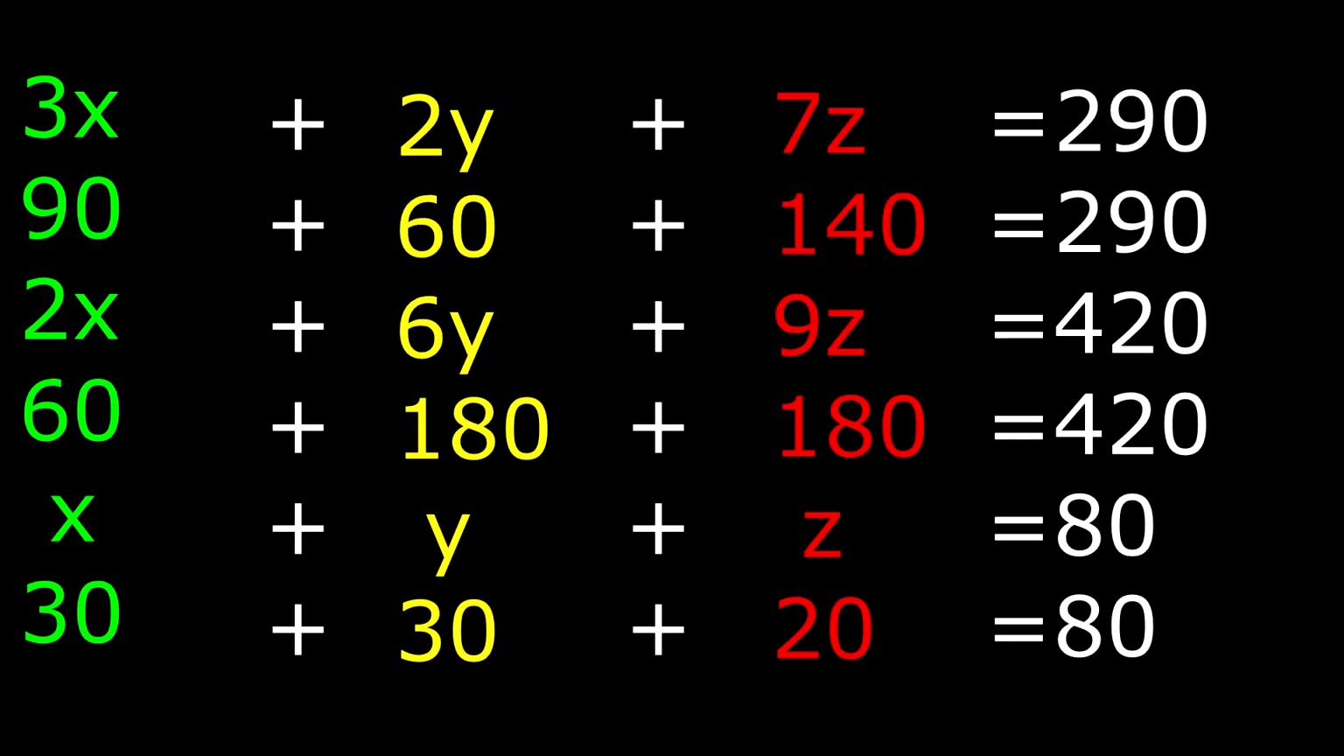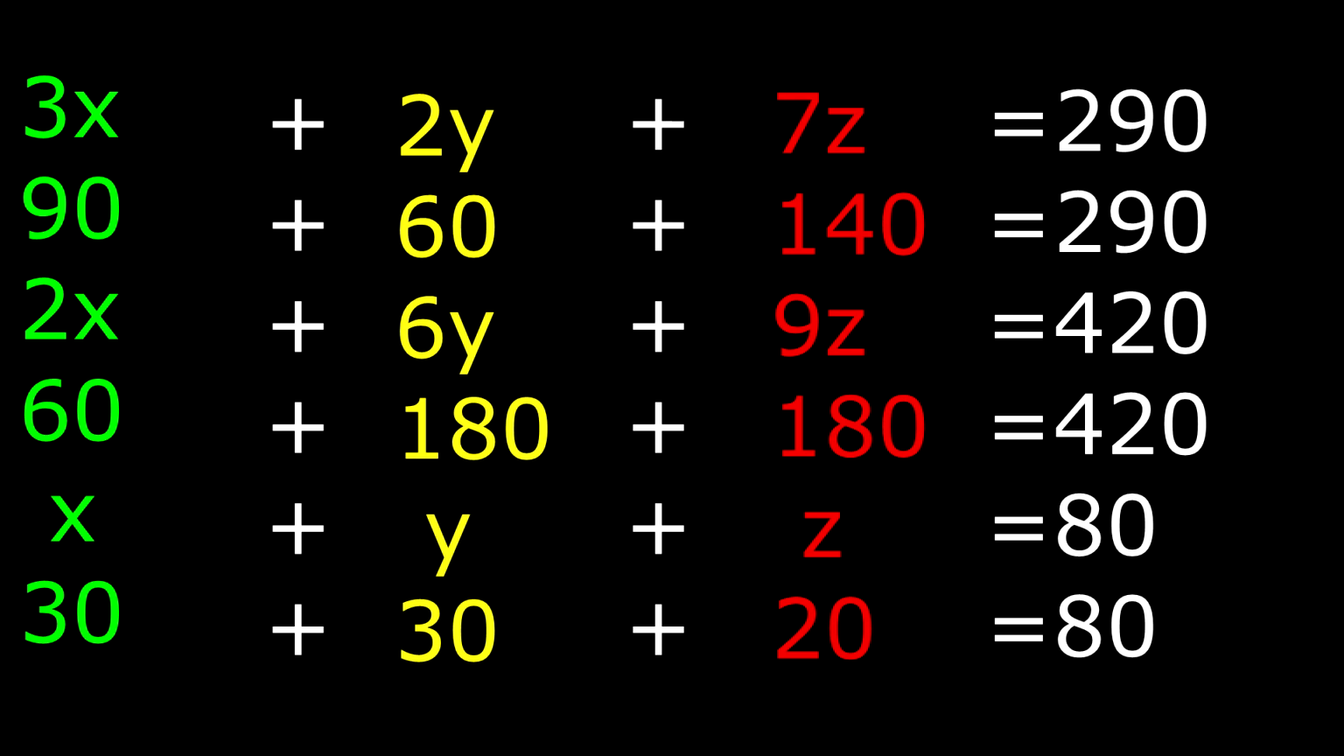This will give you 3x plus 2y plus 7z equals 290, which is equal to 90 plus 60 plus 140 equals 290. 2x plus 6y plus 9z equals 420, which is equal to 60 plus 180 plus 180 equals 420. X plus y plus z equals 80, which is equal to 30 plus 30 plus 20 equals 80.